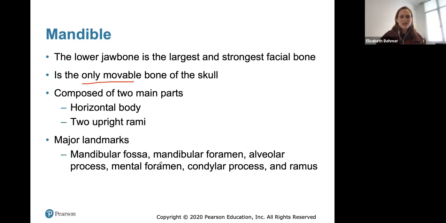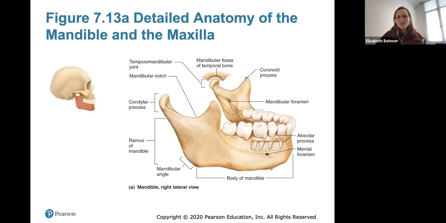You have a fossa, mandibular foramen, alveolar processes, mental foramen, condylar processes, and ramus. So these are the detailed anatomy of the mandible and the maxilla. And you can see here how this makes the temporomandibular joint. The mandibular fossa of the temporal bone connects to the mandibular condyle. And that makes a joint which allows you to move and chew your food.